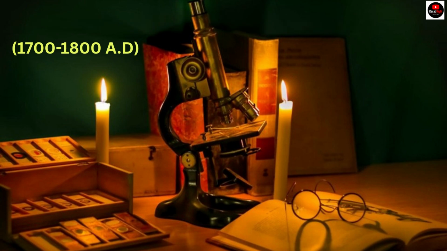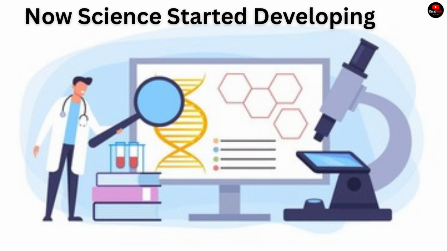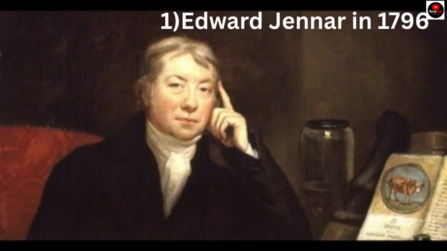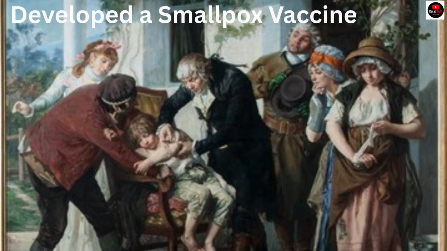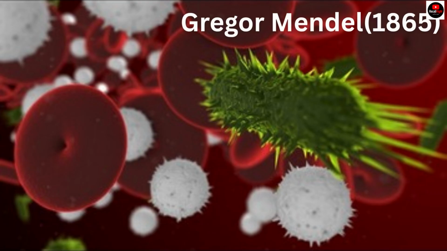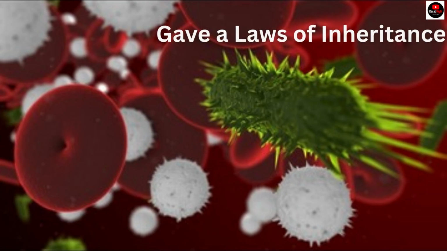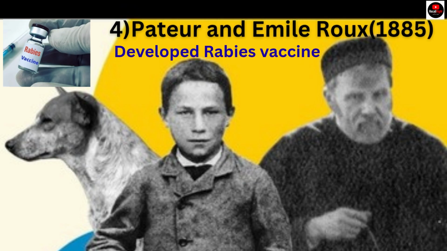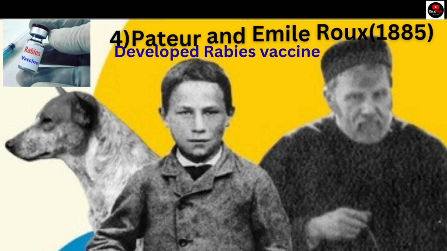1700 to 1800 AD. Now science started developing discoveries. Edward Jenner in 1796 developed smallpox vaccine. Louis Pasteur in 1863 explained fermentation. Gregor Mendel in 1865 gave laws of inheritance. Pasteur and Emile Roux in 1885 developed rabies vaccine.